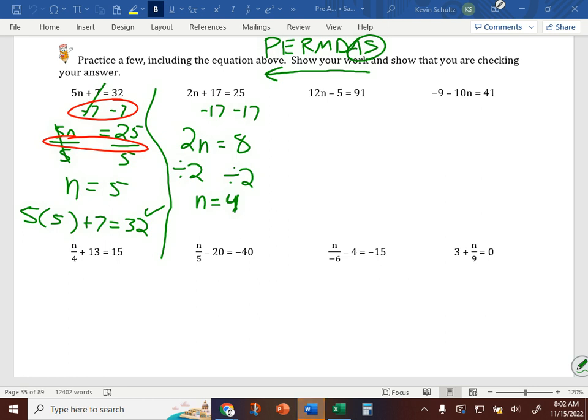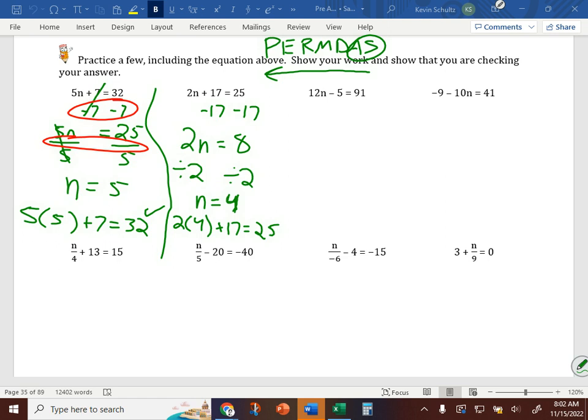Prove it, I say. Well, take that 4, plug it back in for n in the equation, and does 2 times 4 plus 17 equal 25? Well, 2 times 4 is 8, plus 17 is 25. We're good to go. Try that next one on your own.